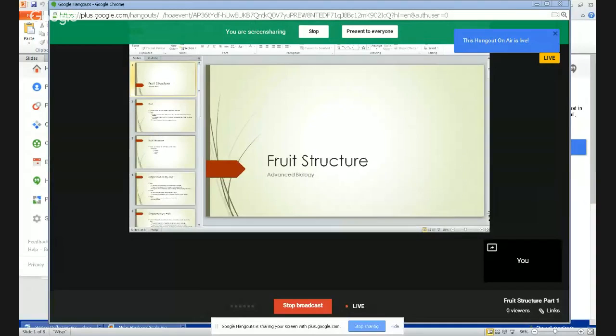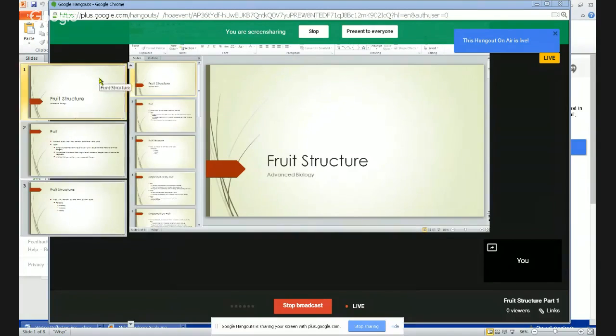Good morning. Going to talk a little bit about the fruit now that's formed from the seeds. So, one of my personal favorite parts, just because it talks about fruit, and who doesn't love fruit.